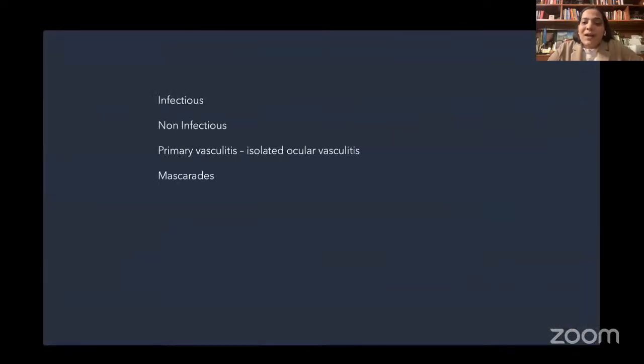So vasculitis could actually be of four major types. There are actually a lot of classifications for vasculitis. None is really the accepted one, but for the ease of understanding and for the ease of this class: infectious, non-infectious, or primary or isolated vasculitis, or masquerade.